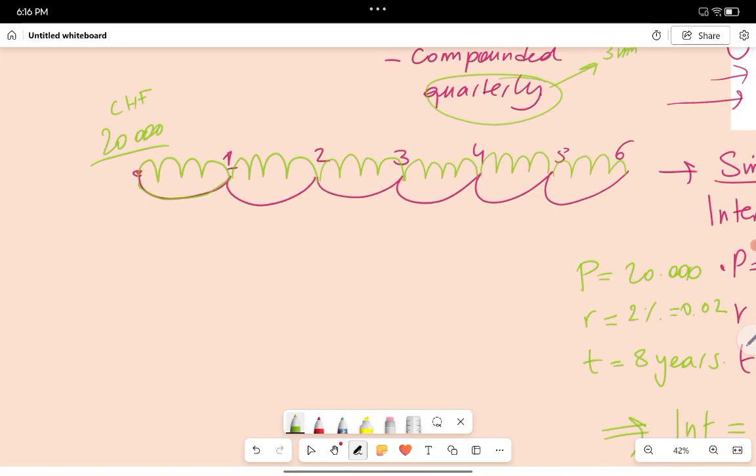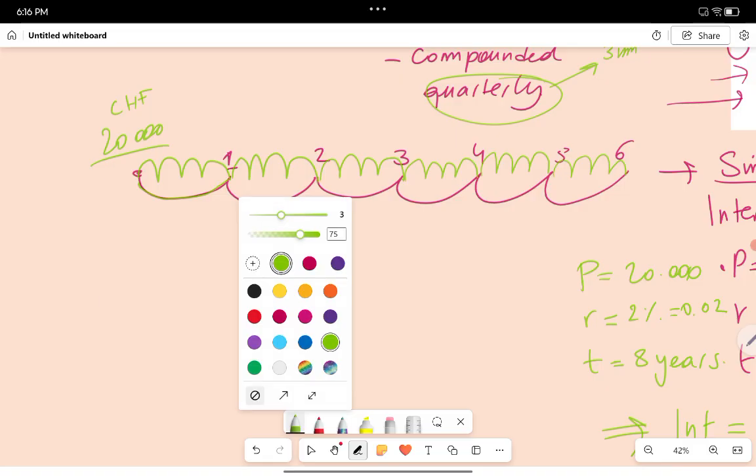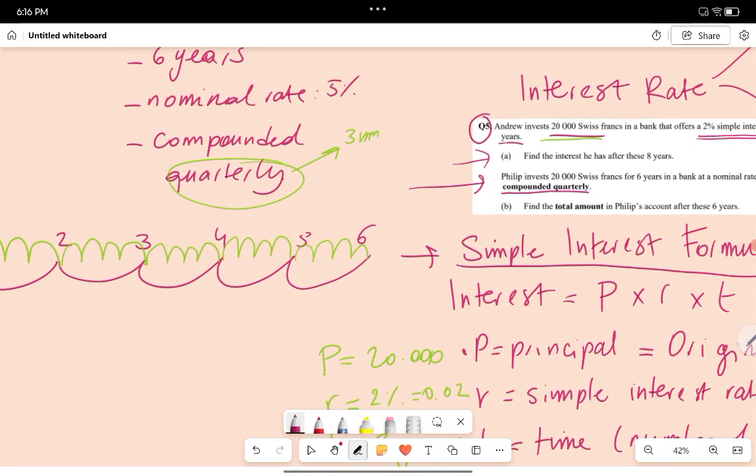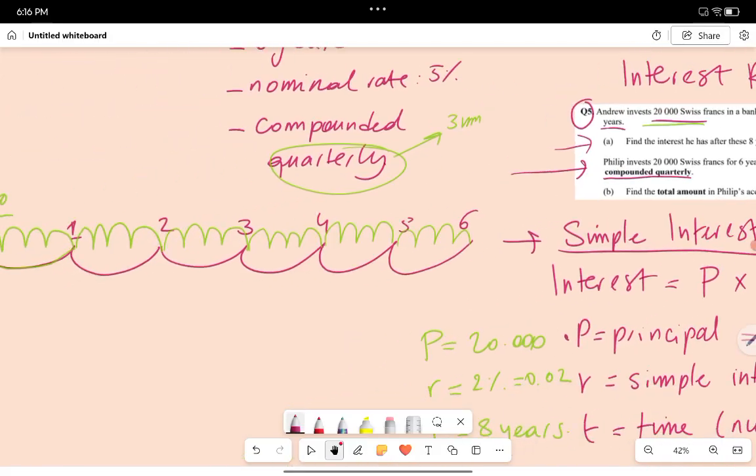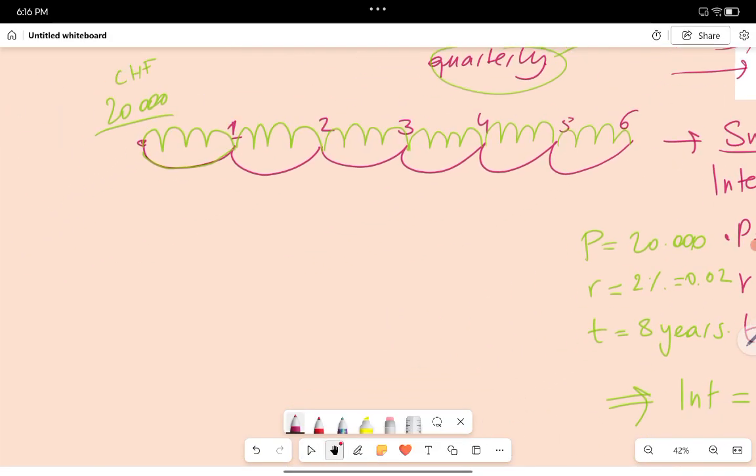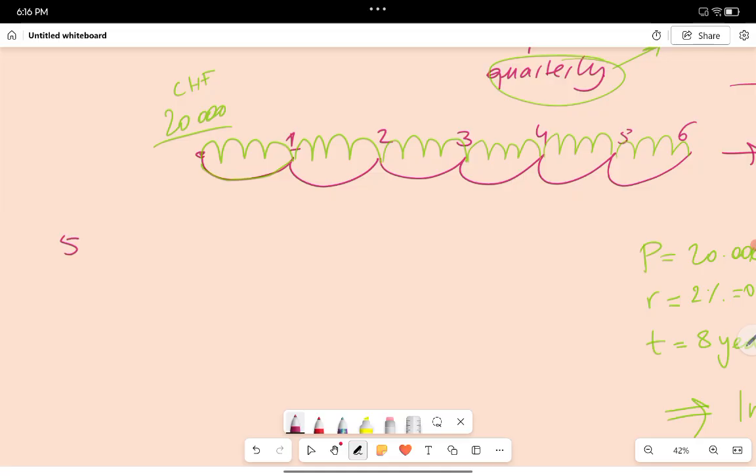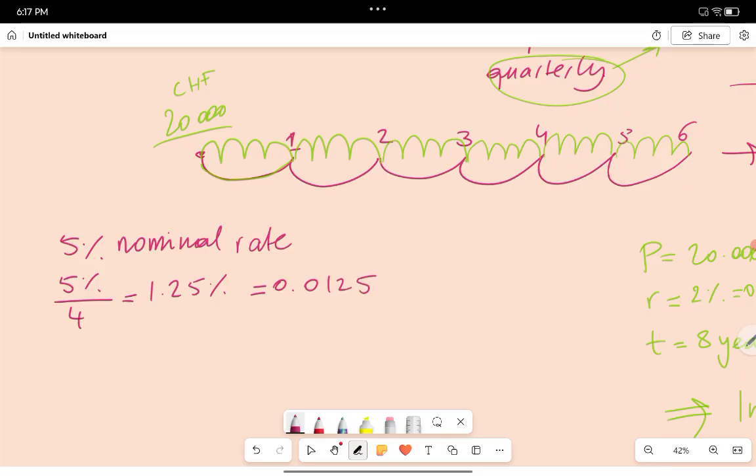So we have a 5% nominal rate, and nominal rate means like a yearly rate. That means that per quarter we have 5% divided by 4, which is 1.25%, so that is 0.0125. That's the interest per quarter.